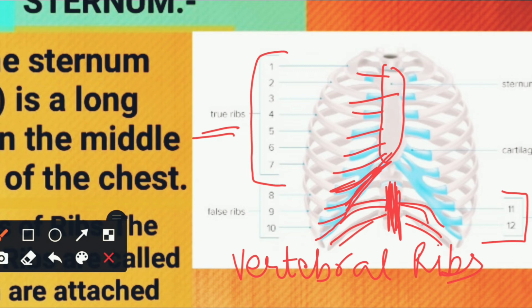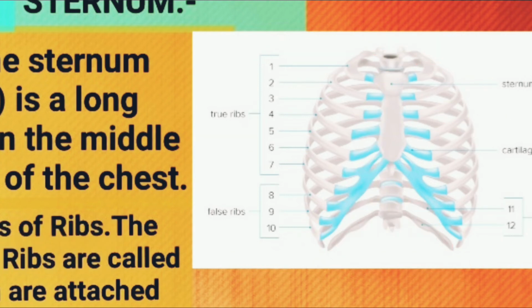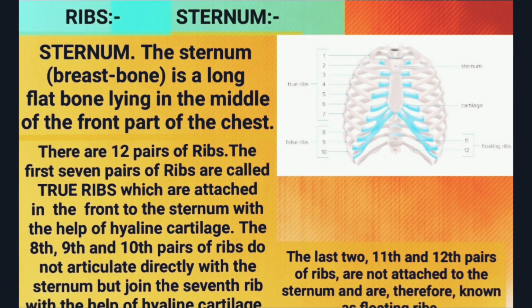Okay, again first seven are true ribs because they are directly attached. ना 8 9 10 हो गए false ribs क्योंकि वो 7 से अटैच है, और 11 12 floating ribs या vertebral ribs क्योंकि वो अटैच है vertebral column से. और false ribs को हम क्या बोलते हैं? Vertebrochondral ribs. Okay, so these are the names, you have to learn them and they are quite easy also.